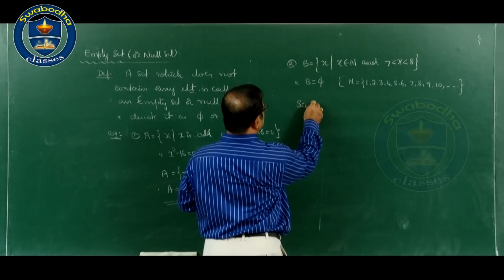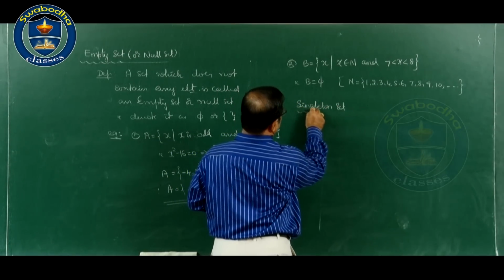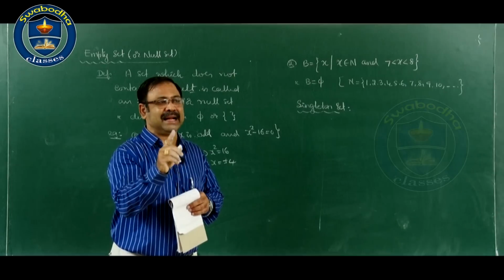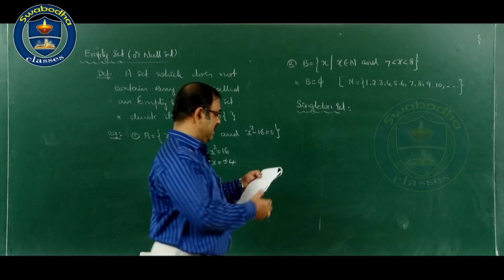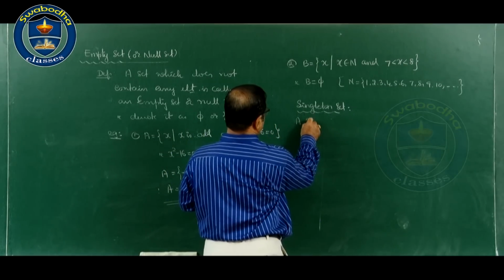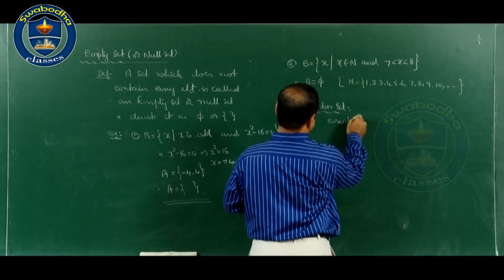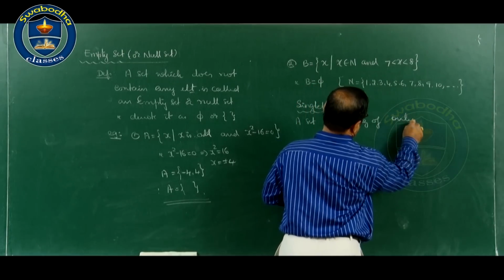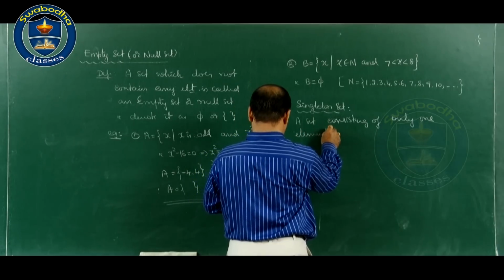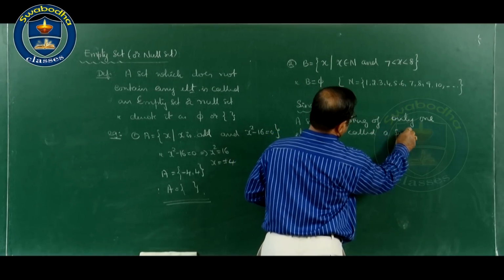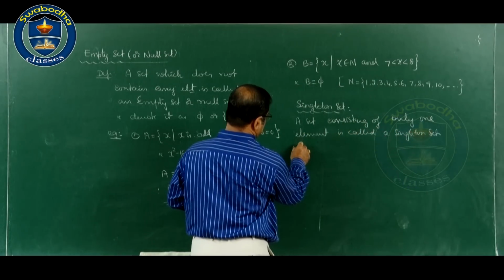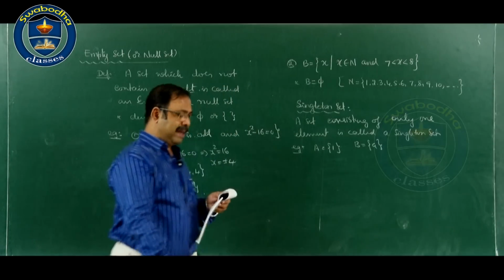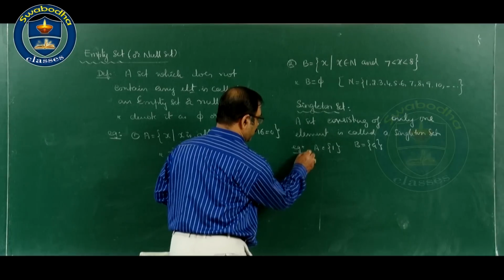Next we study singleton set. Singleton set is very easy. A set containing only one element is called a singleton set. That is, a set consisting of only one element is called a singleton set. Example: A is a set with only one element in the set.